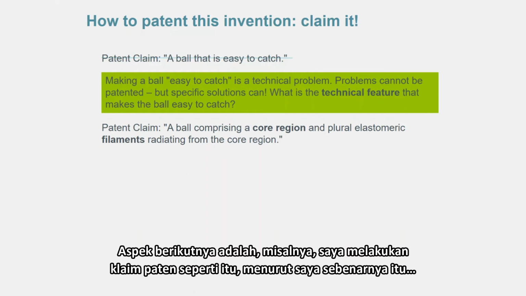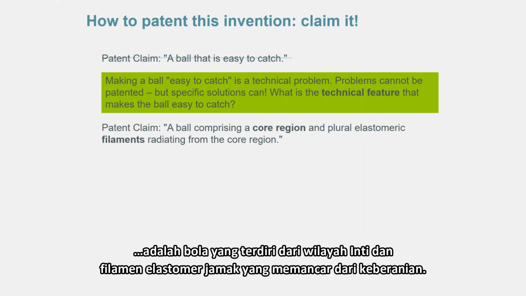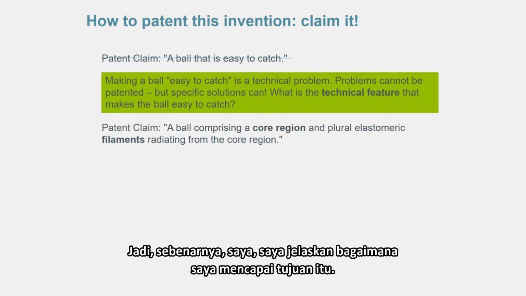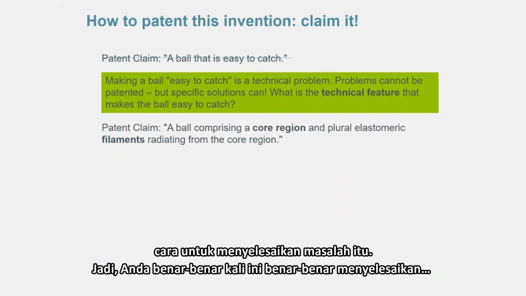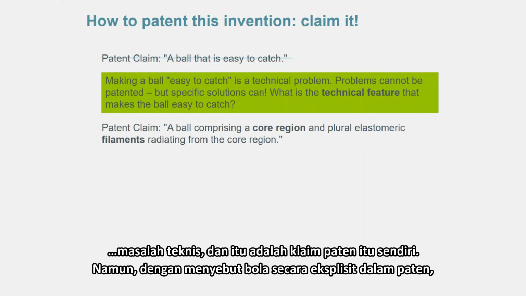The next aspect would be, for example, a patent claim like this: a ball comprising a core region and a plurality of elastomeric filaments radiating from the core region. In fact, I described how I achieved that goal. It is not bad. In that patent claim you give a way to solve the problem, so you really solved a technical problem, and that is a patent claim in itself.